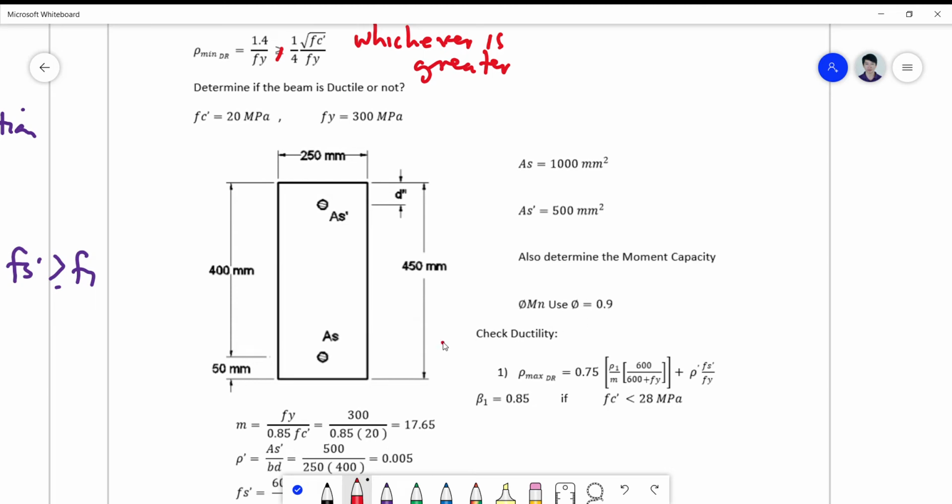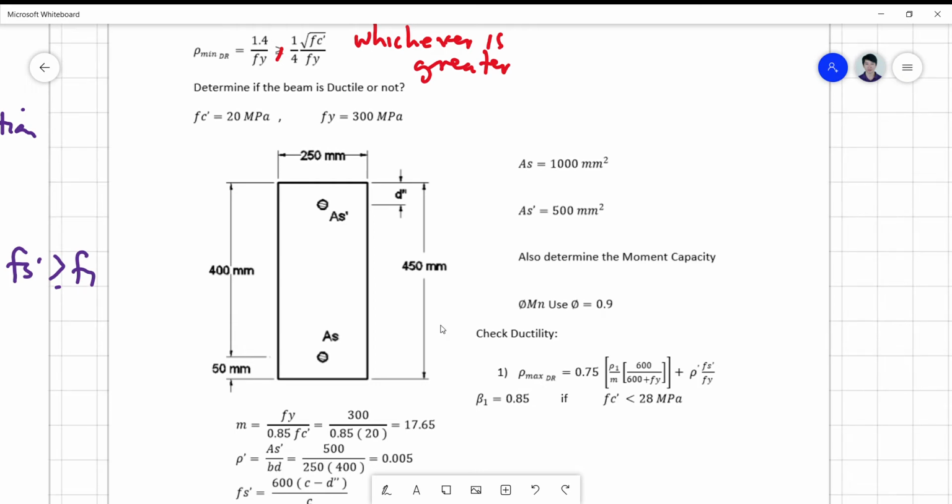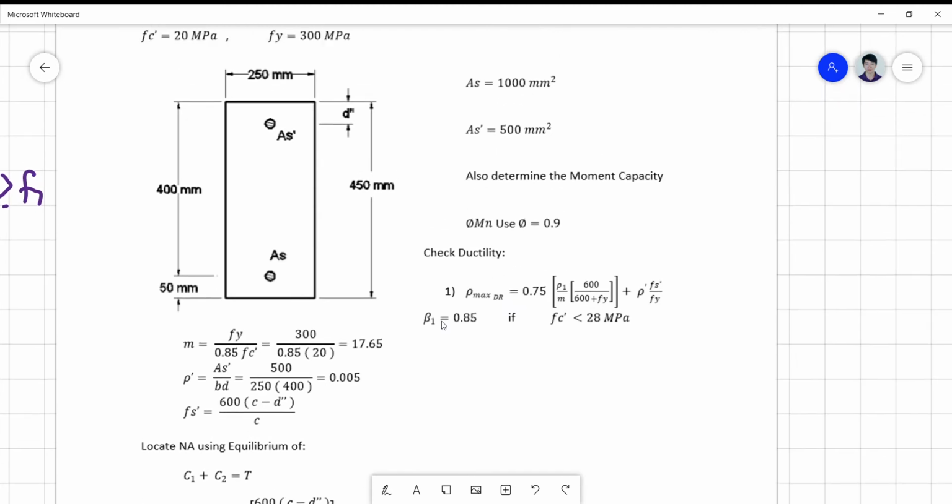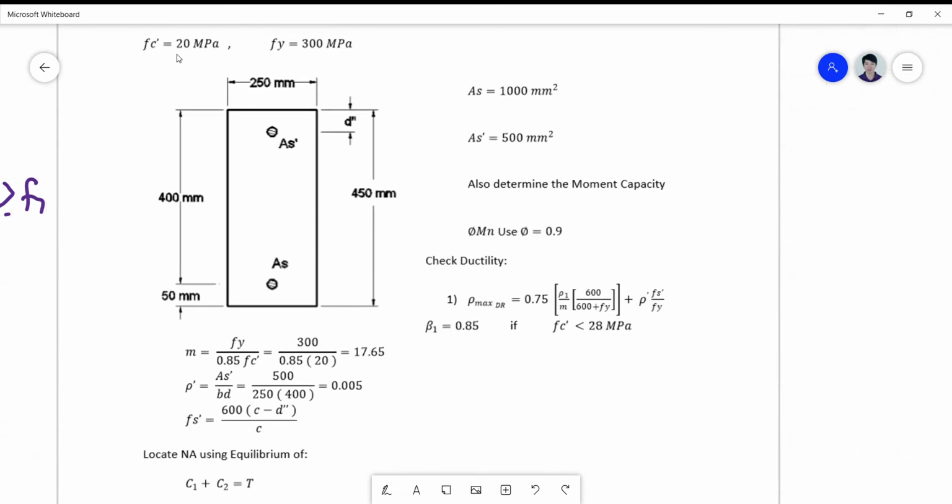So how do we check the ductility? The procedure is still the same as that of the single reinforced section, but only the formula is a little bit different. We check ductility by solving the maximum steel reinforcement ratio for a double reinforced beam given by this formula. So check what your beta 1 is. Since f'c is less than 28 megapascal, your beta 1 is automatically 0.85.